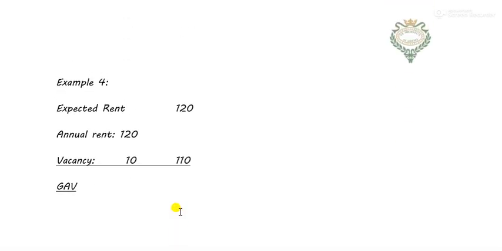Last illustration, and I hope that you understand it. Expected rent is 120, annual rent is 120. Honest or dishonest? In this case both the amounts are same, so we'll consider him as an honest assessee. We won't consider him as a dishonest assessee, and therefore we'll consider the vacancy. So 120 minus 10 is equal to actual rent received, 110. So 110 will be my gross annual value.